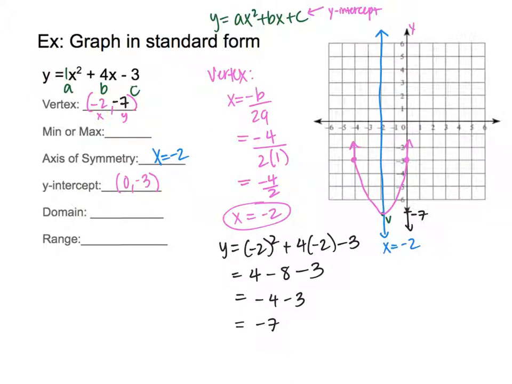We can also see that we have a vertex that's at the bottom of this parabola, so that's a minimum. And then the domain for all parabolas is all real numbers. Range here, the lowest y value is negative 7. The highest y value, there are arrows pointing up, so this is going to positive infinity. And negative 7 needs a bracket because it's a closed circle.